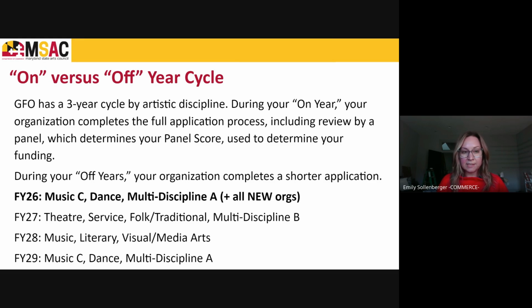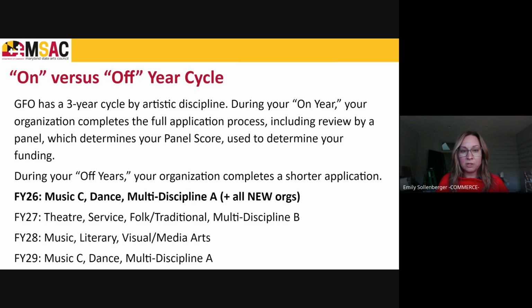So moving into FY26, so this upcoming fall for the November 15th deadline, our organizations that are going into an on-year are those that fall into the Music C category, Dance, or Multidiscipline A category, and then any new organizations will be in a separate multidiscipline panel as well. So you'll see those folks are bolded. The other folks that are not bolded here, you can see the schedule. So next year for FY27, it's our theater, service, folk and traditions, and multidiscipline B that will be going into an on year. And then the following year, if we're going into the FY28 cycle, our music, literary, and visual and media arts organizations. And then you can see for FY29, that cycle continues and loops back around for that 3 year.